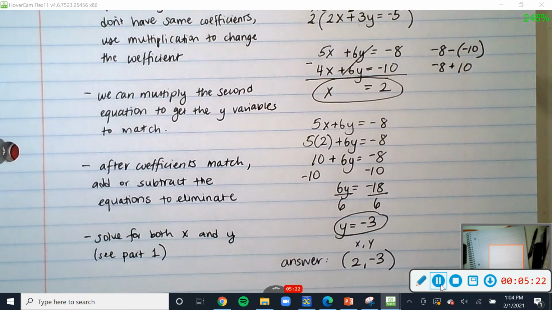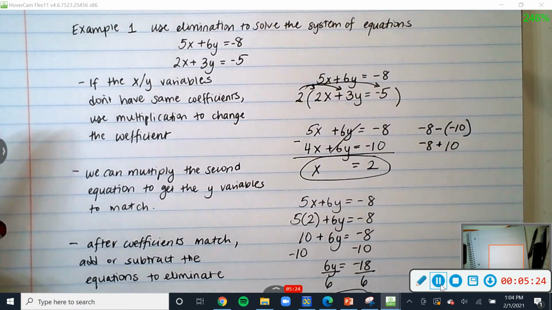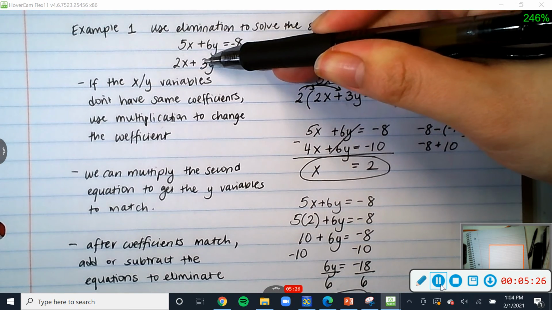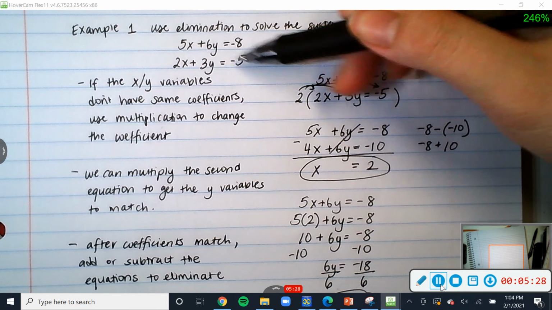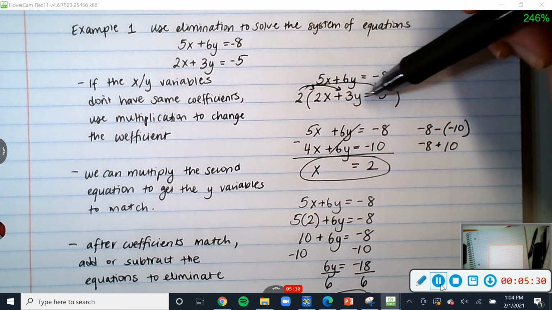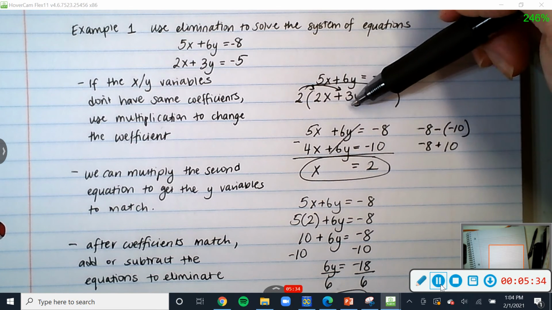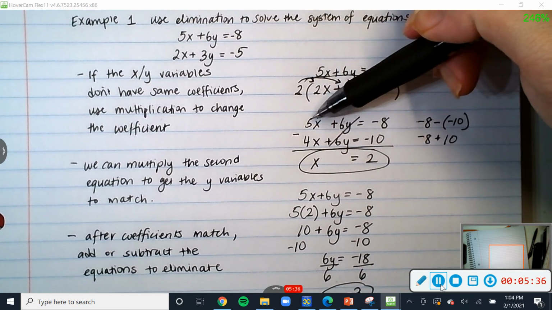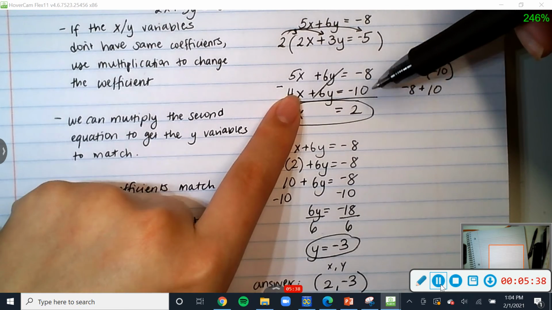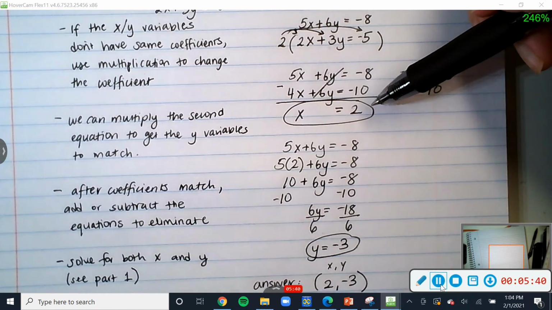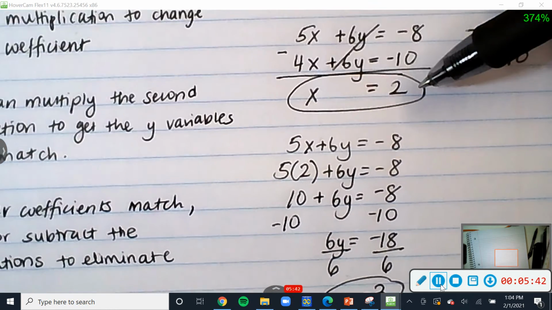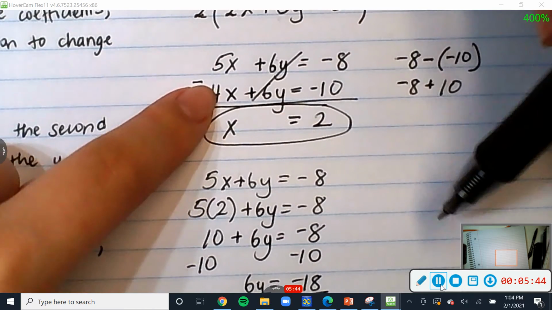So to recap how we got here, the first thing that we do is we recognize that neither of these had matching coefficients. So we had to multiply the entire second equation times 2. Once I've multiplied every single thing times 2, I rewrite my new equation. Down here is the rewritten equation. I'm going to zoom in a little bit. The top equation didn't change at all.